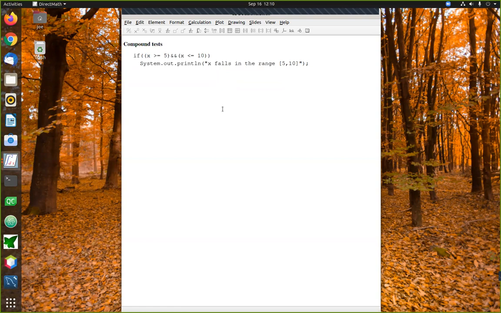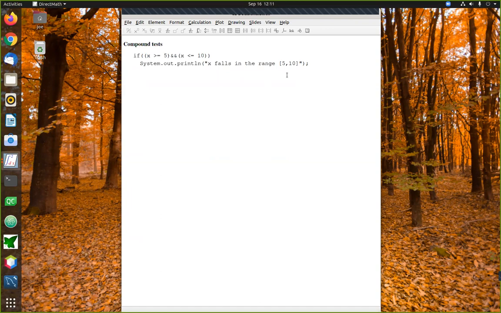So here's an example of a situation where we have a number that's stored in a variable x, and what we're trying to determine is whether or not that number falls in some range that I'm interested in. The range that I'm looking for here is the range that starts at 5 and ends at 10.